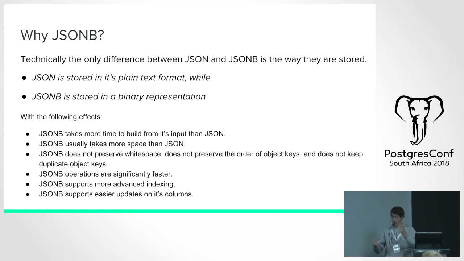So obviously, like that first bullet point says, JSONB takes more time to build from its input than JSON. So an insert with two of the exact same text strings will take longer for JSONB. You guys understand? Just because it transforms it into binary, the other one just inserts it, just like that. JSONB usually takes more space than JSON, though not always.